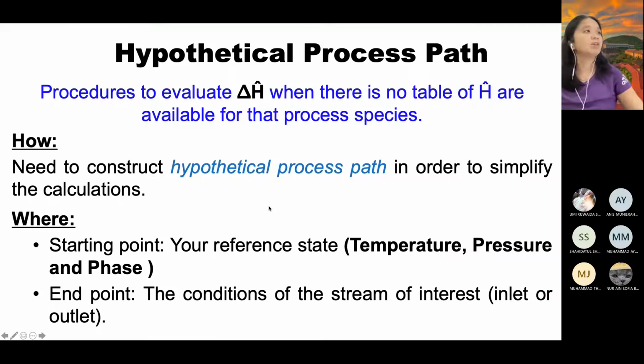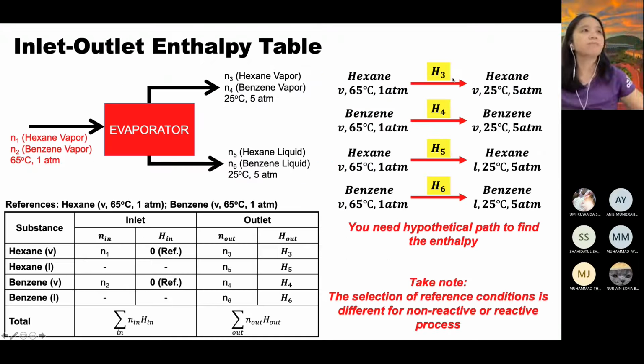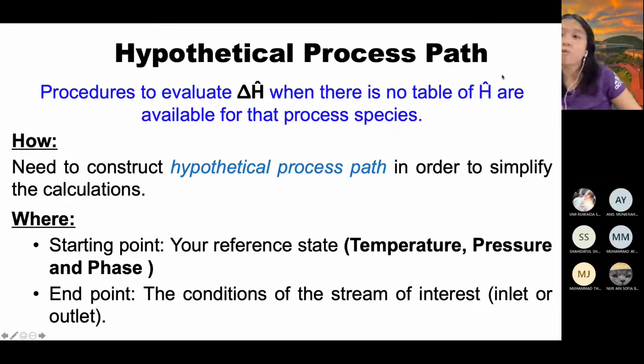Okay, so next one, sorry. Okay. Now I teach you how to do hypothetical process path. Sebab bila kita nak kira enthalpy, kita tak boleh kira straightforward terus. Macam contoh kes ini, hexane vapor 65 1 atm kepada hexane vapor 25 5 atm. Pengiraan dia bukan straightforward terus boleh kira. Okay, kita perlu buat dahulu hypothetical process path. Okay, dia punya rules.